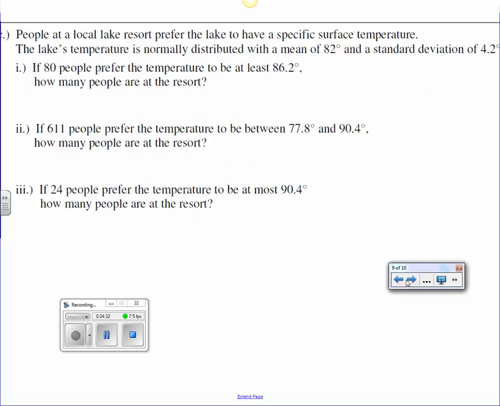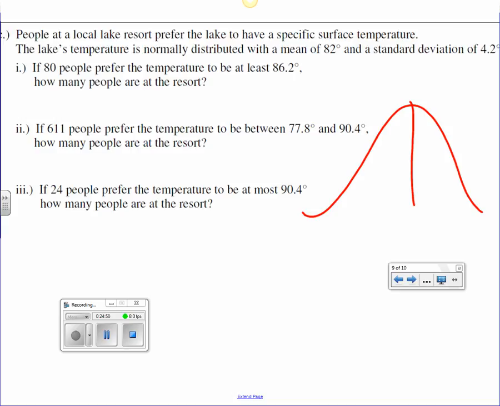People at a local lake resort prefer the lake to have a specific surface temperature. The lake's temperature is normally distributed with a mean of 82 and a standard deviation of 4.2. So, all right, draw that.